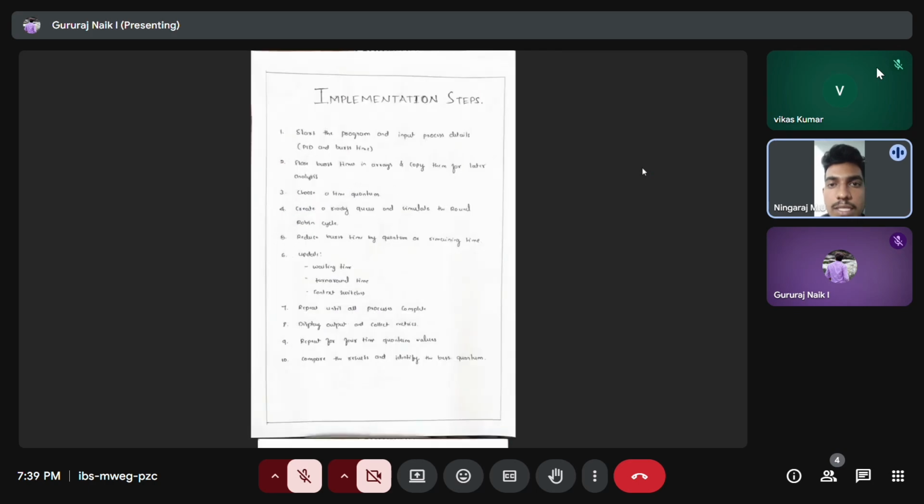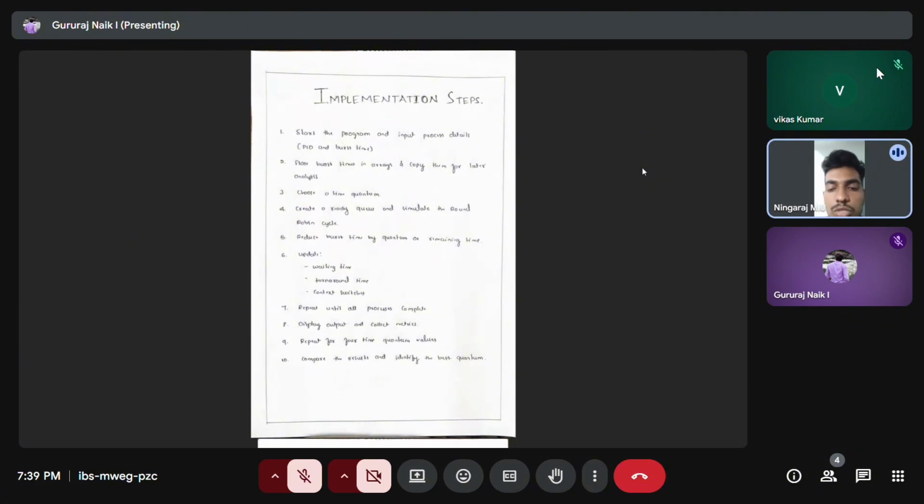I created a process structure, stored the burst time, and then simulated the round robin cycle. Each process was executed for the minimum of its remaining time and the quantum, and if not completed, it was sent back to the queue. Finally, I calculated the average waiting time, turnaround time, and the context switches for each quantum.